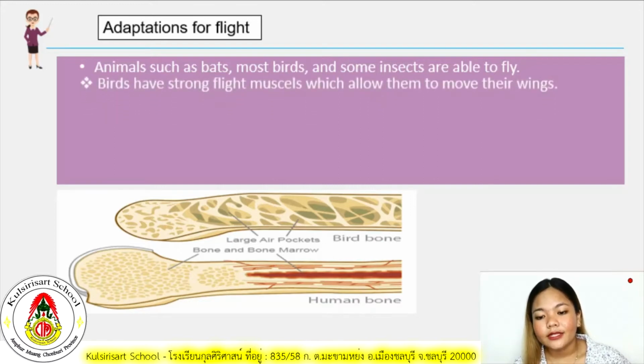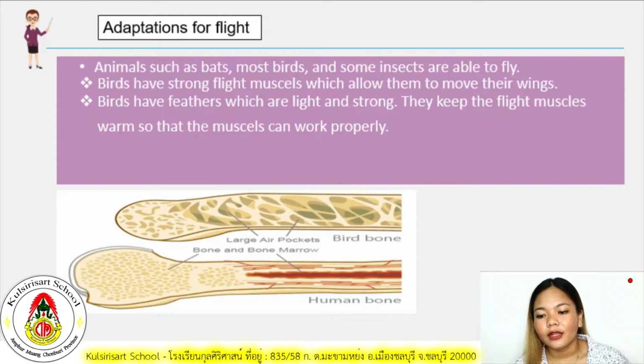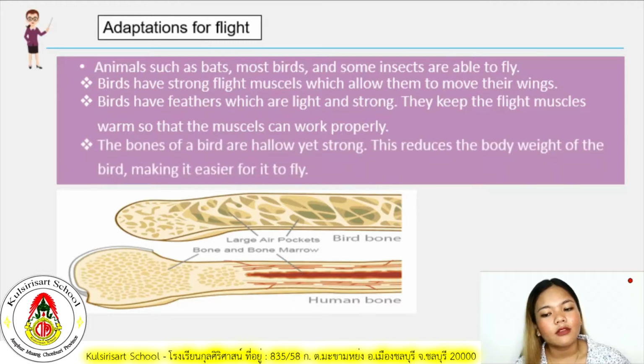Now, birds have strong flight muscles which allow them to move their wings. Birds have feathers which are light and strong. They keep the flight muscles warm so that the muscles can work properly. And lastly, the bones of a bird are hollow yet strong. This reduces the body weight of the bird, making it easier for it to fly. So these are the different factors why birds can fly.